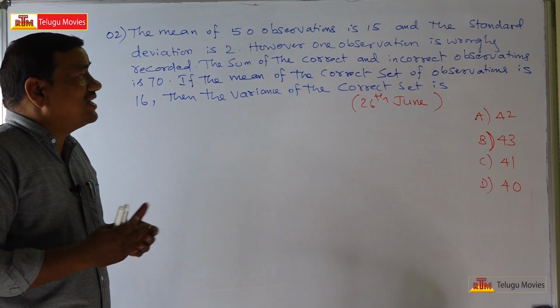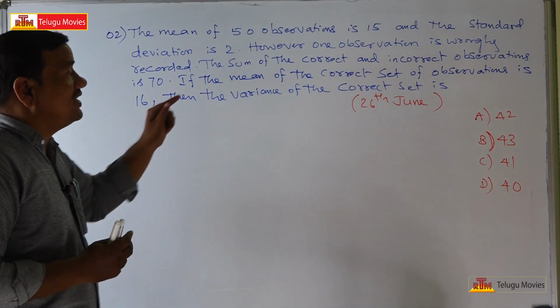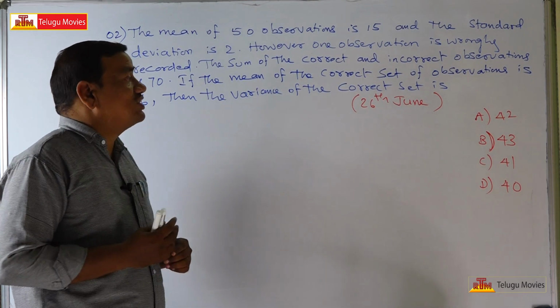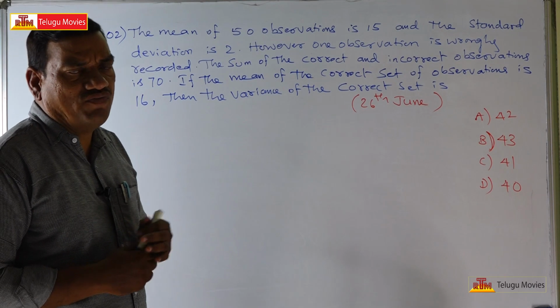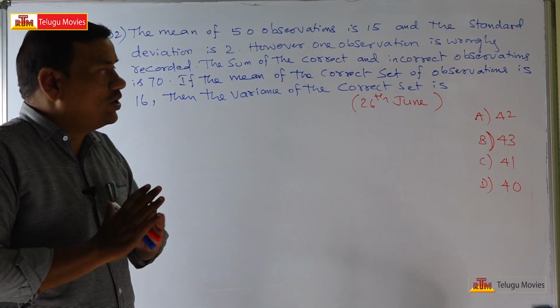If the mean of the correct set of observations is 16, then find the variance of the correct set of observations. The question is very clear and very easy. Try to understand, don't get confused.